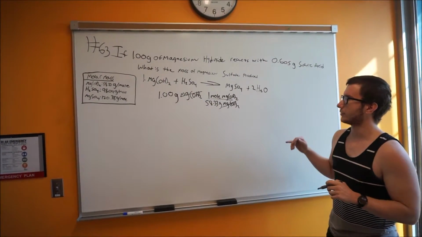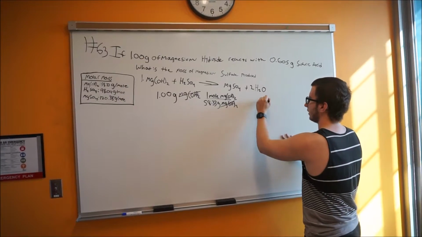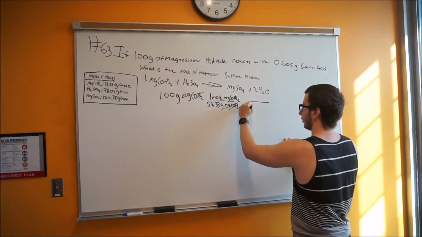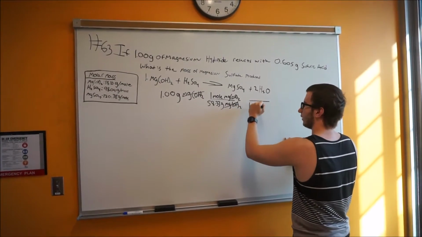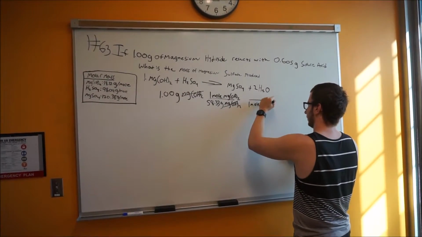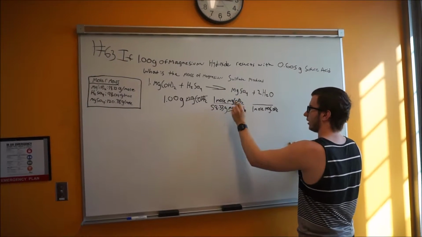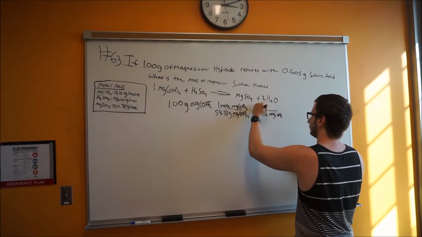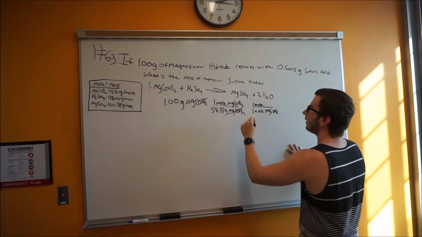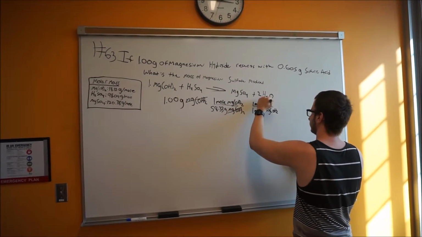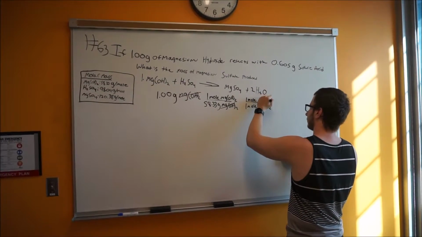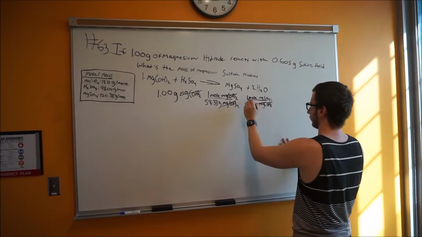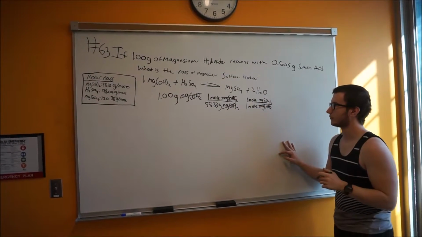From there, we need to convert to the magnesium sulfate. So to do that, we put on the bottom this time, because we want to cancel out the magnesium hydroxide, 1 mole of Mg(OH)2, and then above that you would put 1 mole of MgSO4. So these would cancel, and you're left with moles of MgSO4.